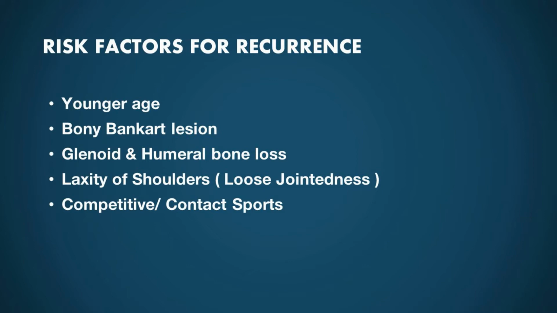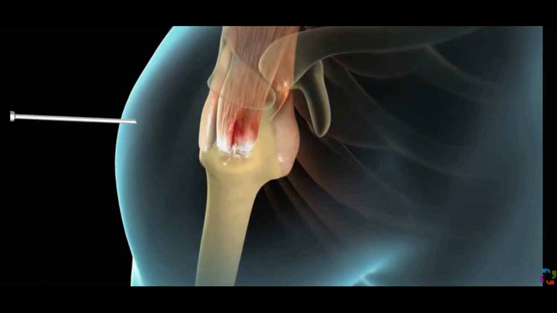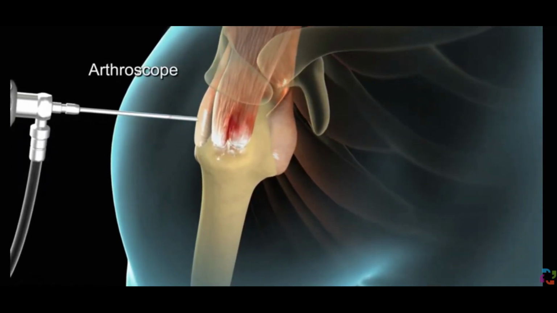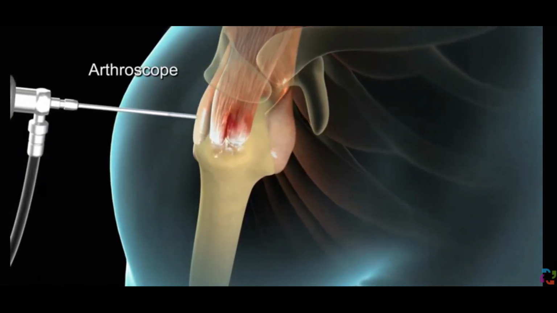Treatment includes identification of the patient type, the cause of dislocation, and identifying the risk factors that dictate the success of the procedure, especially bone loss and poor capsular quality. In people without bone loss, who present early, the torn labrum is repaired through a keyhole procedure called arthroscopy.